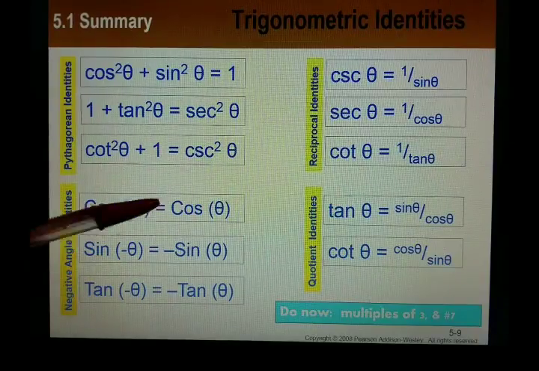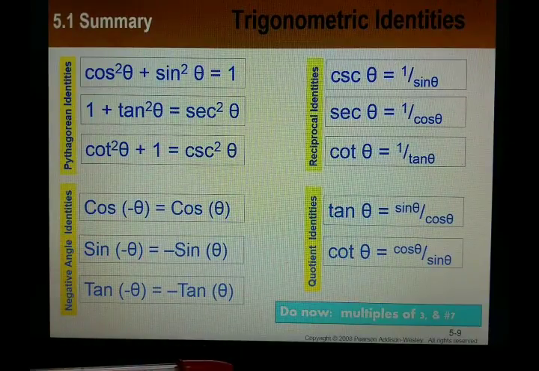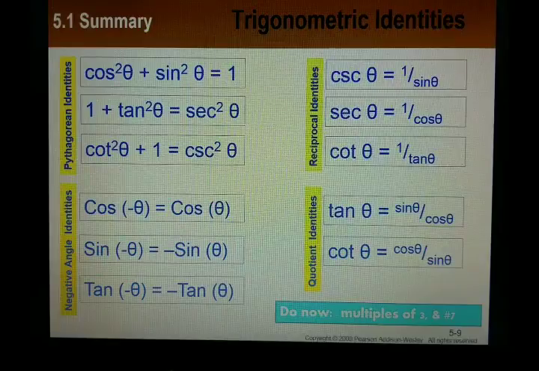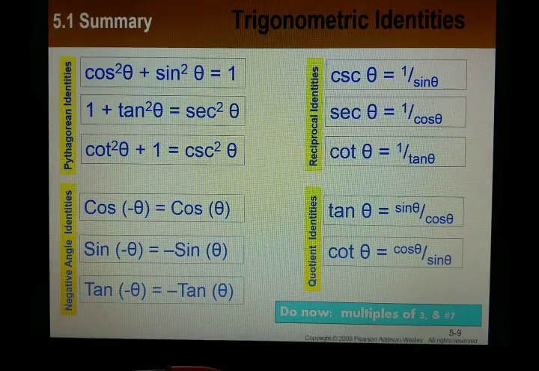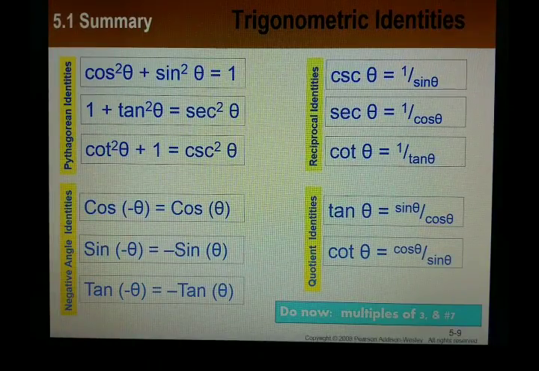At this time, I would like you to do your multiples of 3 and number 7. So when you come to class, if you have any questions, if you are unable to do those, then we know which ones I need to reteach to you to give you some help.